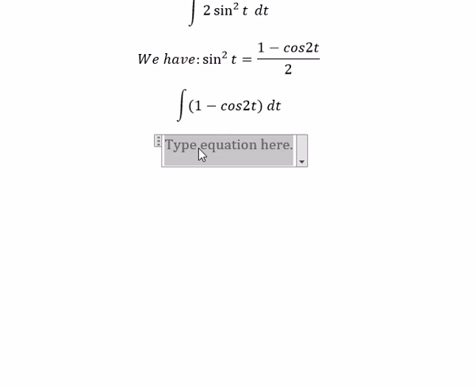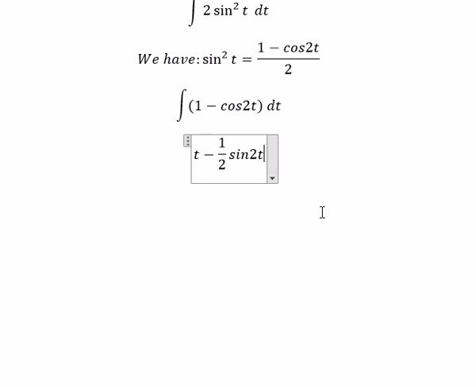The integral of number 1, you get t. The integral of cosine 2t, you get negative 1 over 2 sine 2t, plus c.